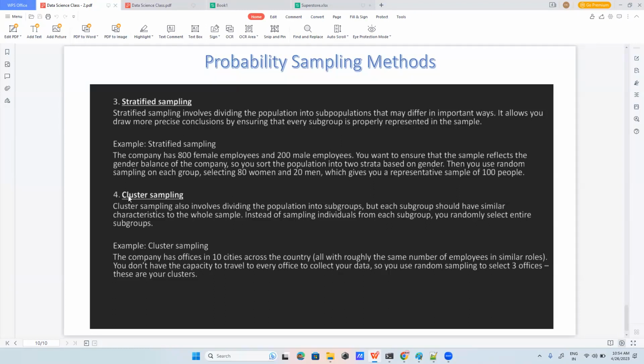Then cluster sampling, the name itself says cluster. We already discussed the same topic today. Cluster sampling also involves dividing the population into subgroups, like stratified. But the difference is that each group should have similar characteristics to the whole sample. So instead of sampling individuals from each subgroup, you randomly select entire subgroups.